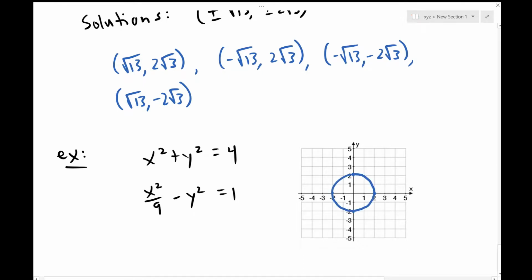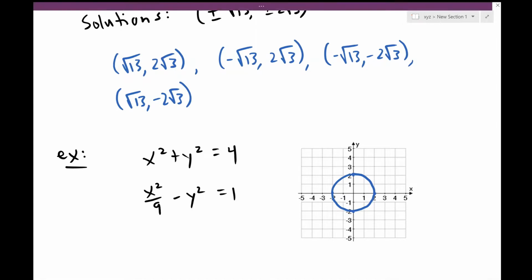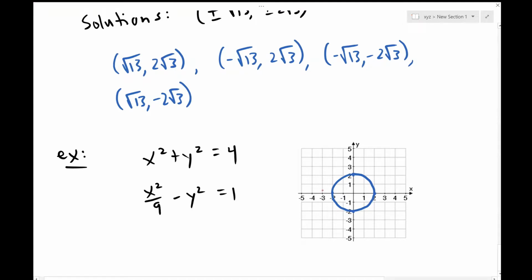The second one, again, is a hyperbola. In this case, the a value is 3, so we go 3 units to the left and to the right. The b value is 1, so we go up 1 and down 1 to draw our central rectangle. Remember, the diagonals of that rectangle give us the asymptotes of the hyperbola. So if we draw in the actual branches, again, they'll be opening left and right because the x term is first in our equation, so we see a graph that looks like this.